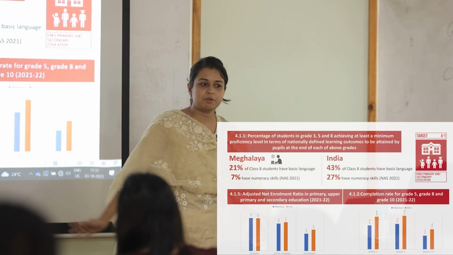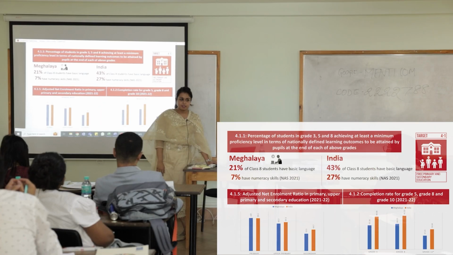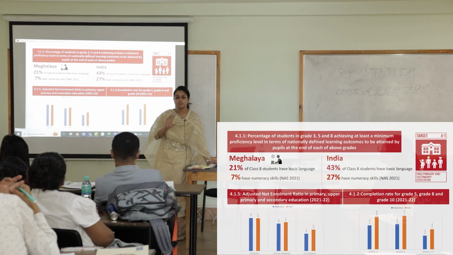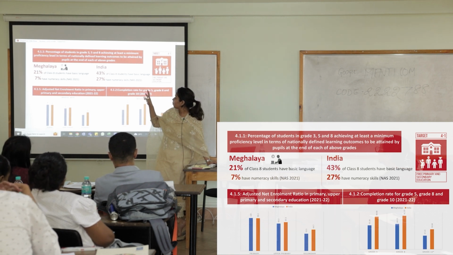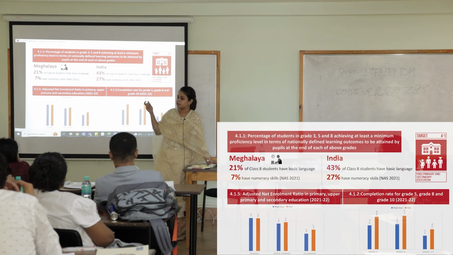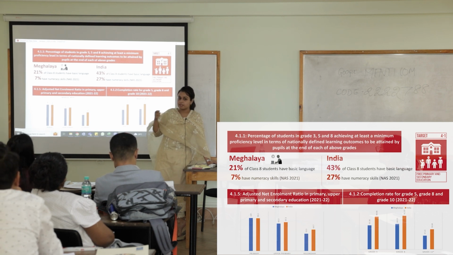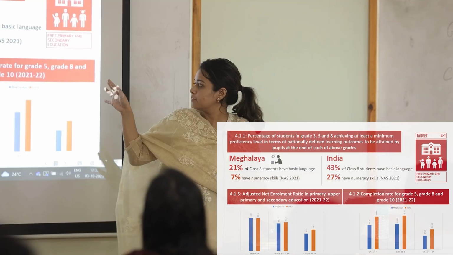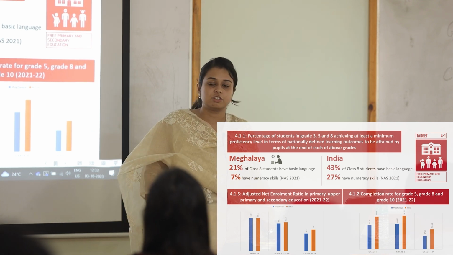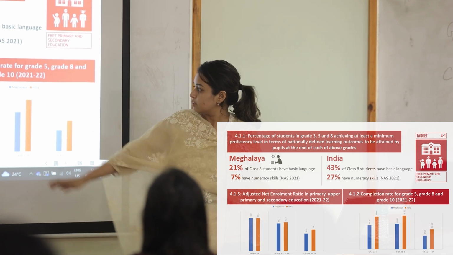So education department will be familiar with the NAS survey. So that is one of the indicators. The National Achievement Survey, which talks about the proficiency of students in the learning outcome. So in English and math, that is only for language and numeracy, MoSPI and 7%. So only 7% of the students have numeracy skills. The National Achievement Survey is telling us.